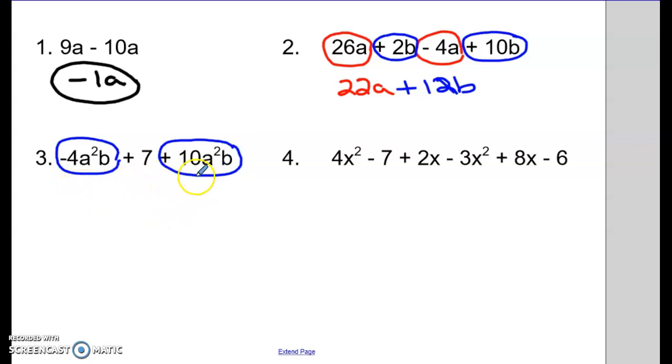-4 plus 10 equals 6. And since both terms have an a squared, we need to keep that. And then both terms have the variable b. So that simplifies to 6a squared b. And then we just have the constant term 7. There's nothing else to combine it with, so we just keep the plus 7. So that's what that simplifies to.